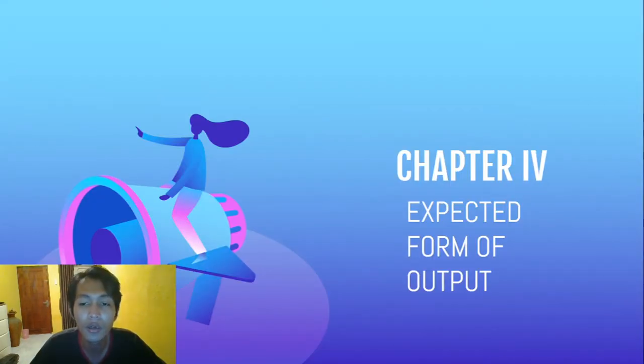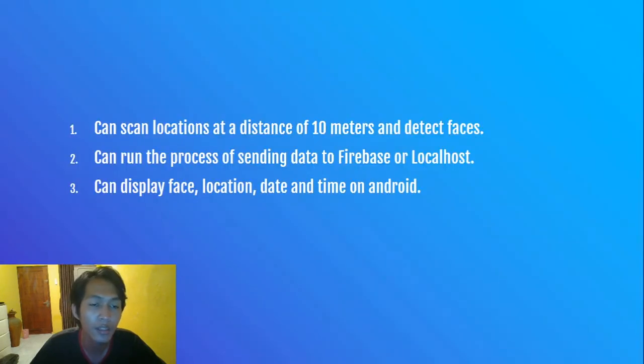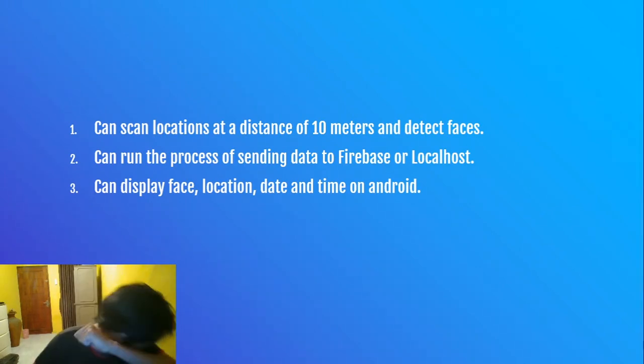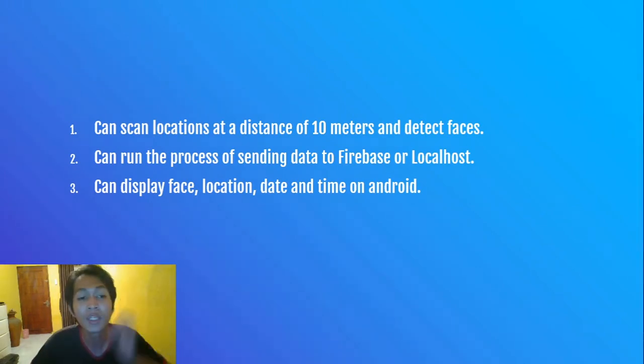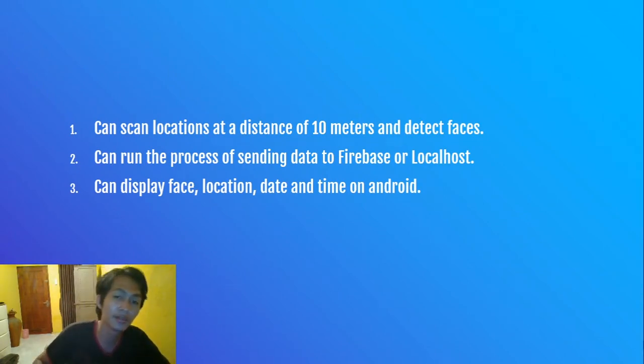Chapter four is the expected output. Number one, scan the location at a distance of 10 meters. Number two, run the process of sending data to Firebase or localhost. Number three, display the face, location, date, and time on Android.